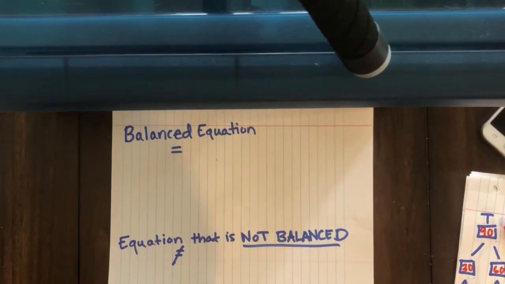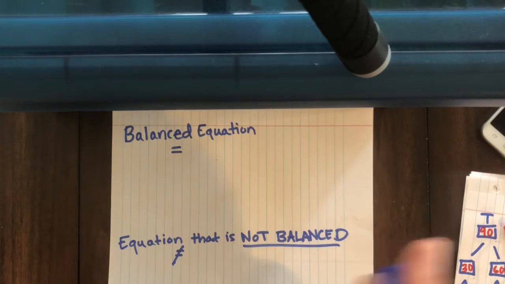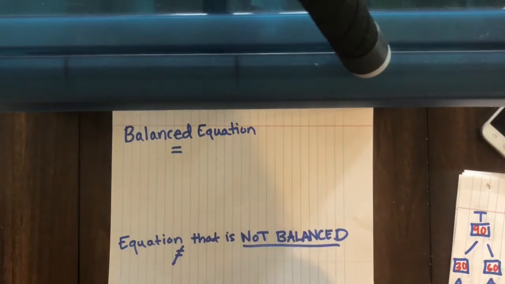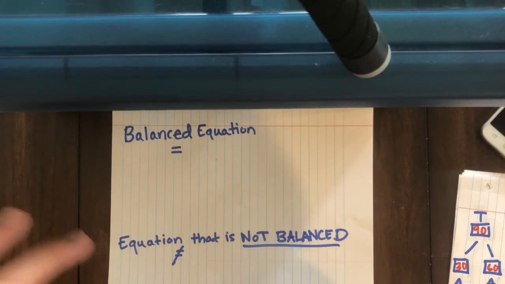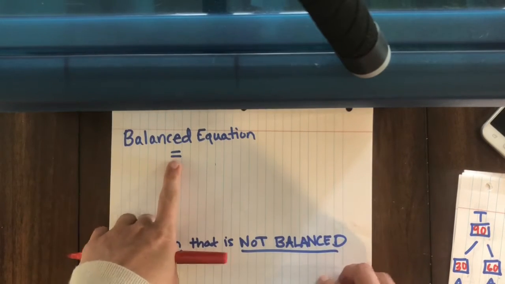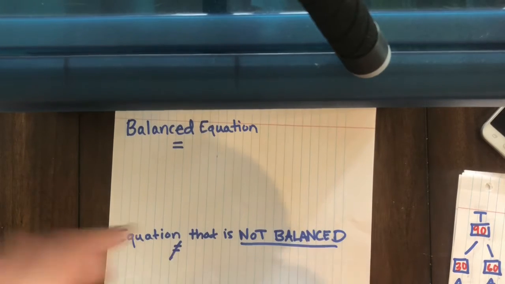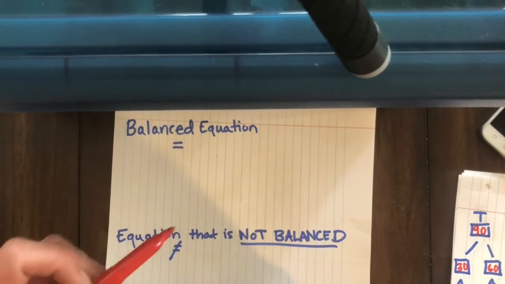Good morning, class. Today we are going to talk about balanced equations and equations that are not balanced. So I'm going to give a couple examples and we're going to work through these. In an equation, you're always going to see an equal sign, and we're going to talk about what this type of equal sign means in a second.